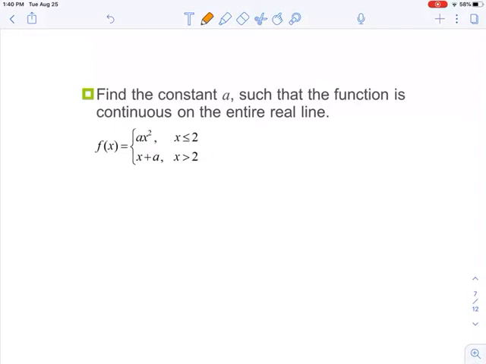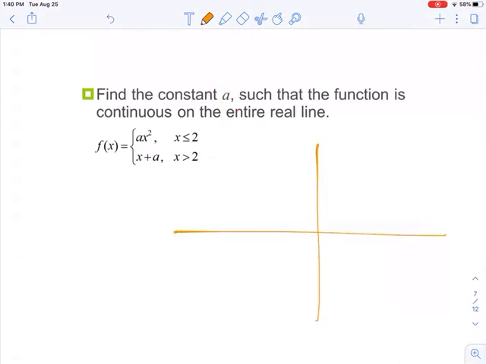Okay? So we've been talking about 2 types of discontinuity. Oh, not yet. Just kidding. Here's an example. And this is going to be something that's going to pop up quite a bit, problems like this. I want to know what value of A is going to make this continuous.